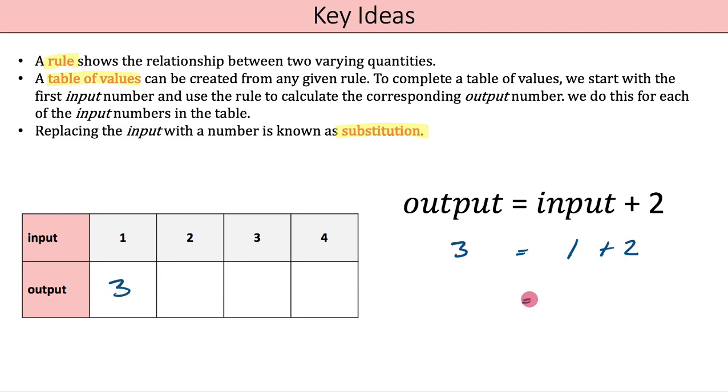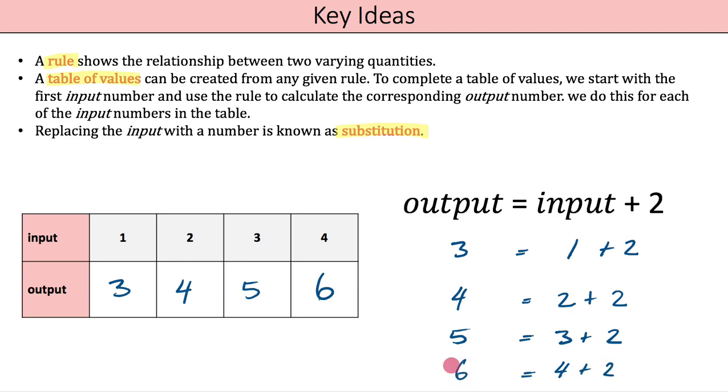Next, what is my output when my input is 2? Well, that's going to be 2 plus 2, which is 4. So I'm going to put a 4 in here. And this is just going to continue. 3 plus 2 is going to be 5. And then finally, 4 plus 2 is going to be 6. It's going to be 4 plus 2 equals 6. And just like that, I'm able to fill in my input-output table by using substitution.